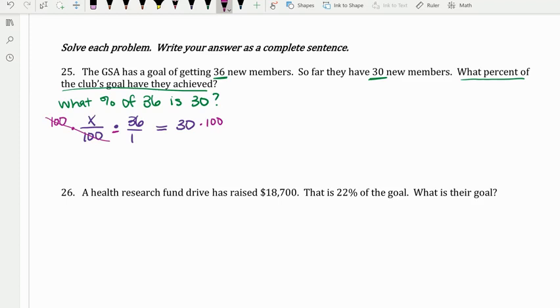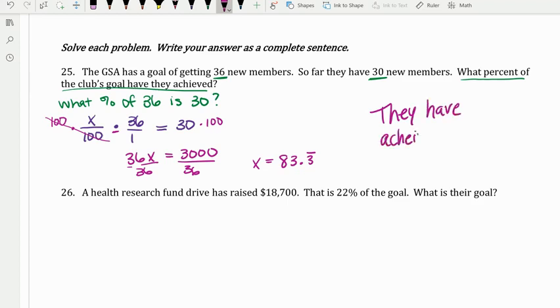So my 100s would cancel. X times 36 is just 36x. And then 30 times 100 is 3,000. And then I can divide on both sides. So 3,000 divided by 36. We get x equals 83.3 repeating. So that means that they have achieved 83.3 repeating percent of their goal. All right. Oops, not question mark, sorry, period.